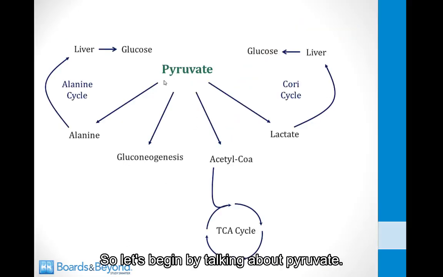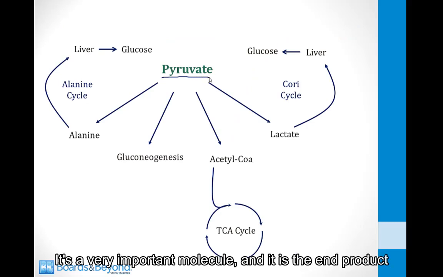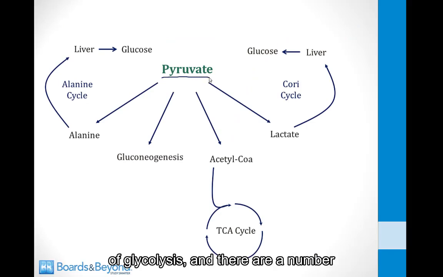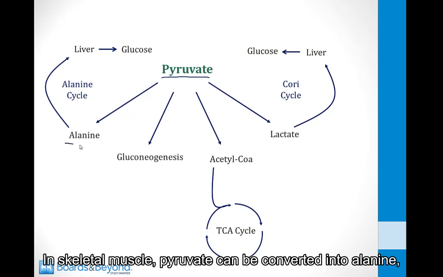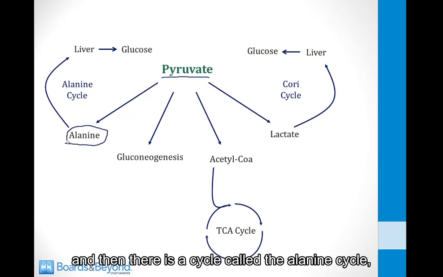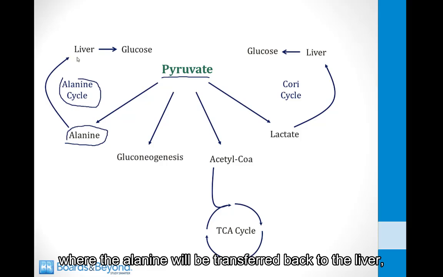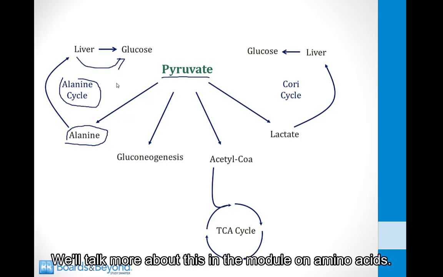So let's begin by talking about pyruvate. It's a very important molecule and it is the end product of glycolysis, and there are a number of different biochemical pathways by which the body can metabolize pyruvate. In skeletal muscle, pyruvate can be converted into alanine, and then there is a cycle called the alanine cycle where the alanine will be transferred back to the liver and the liver can convert it into glucose. We'll talk more about this in the module on amino acids.